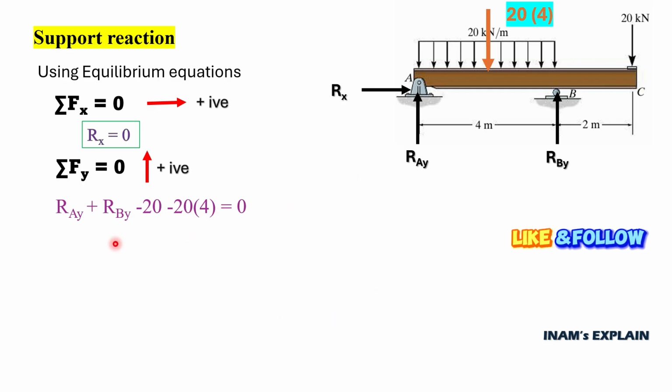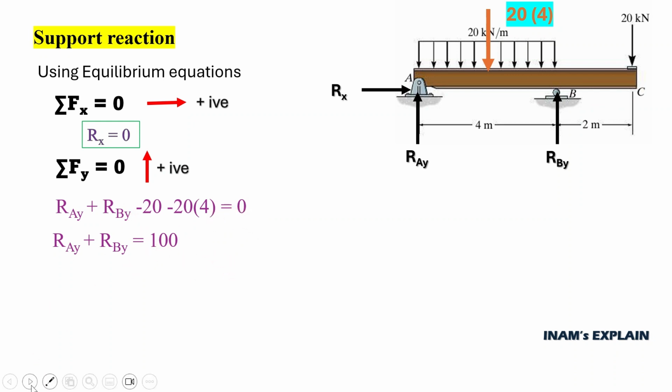So 20 into 4 will be the uniformly distributed point load of this uniformly distributed load. Now by doing calculation, we have RAY plus RBY, and this minus 20 and minus 20 into 4 moving to the other side, and summing it yields 100. So RAY plus RBY is equal to 100. This will be equation 1, because we have two unknowns, so we will need further equations. So we will be naming it equation number 1.